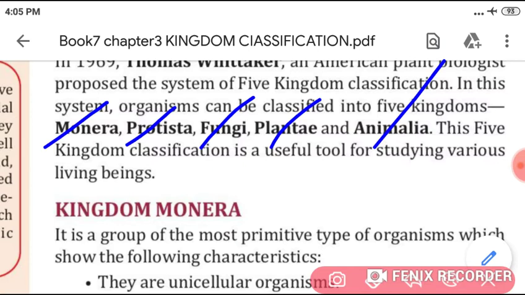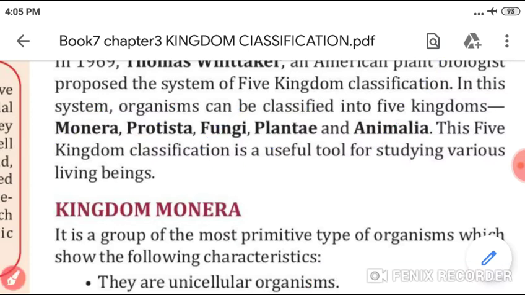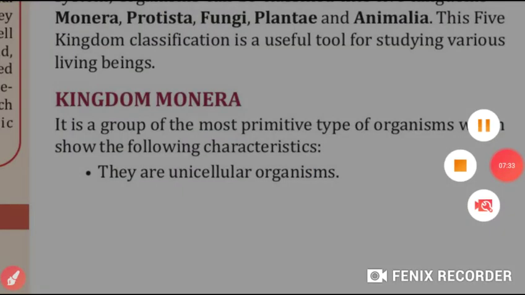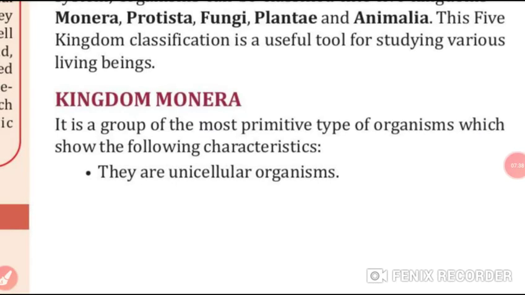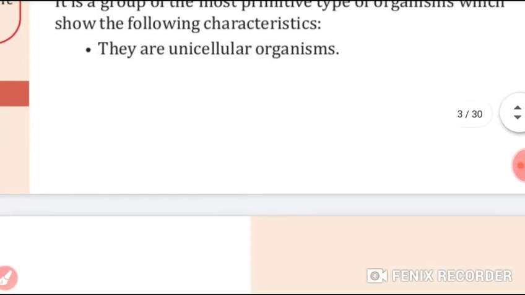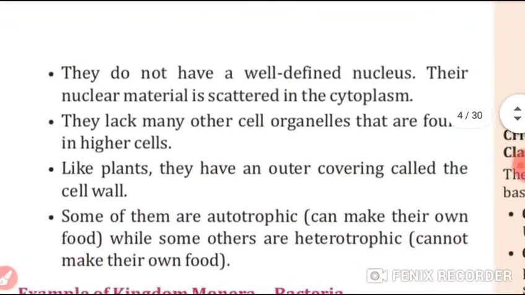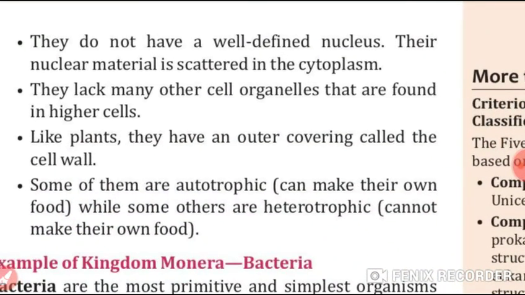So one by one we will study them. First of all, the kingdom Monera. Students, it is the group of the most primitive type of organisms. What are the characteristics of this kingdom? First of all, they are unicellular organisms. Second, they do not have a well-defined nucleus. Clear? They lack many other cell organelles also. Like plants, they have an outer covering. What is that called? I have told you earlier also that it is called the cell wall.